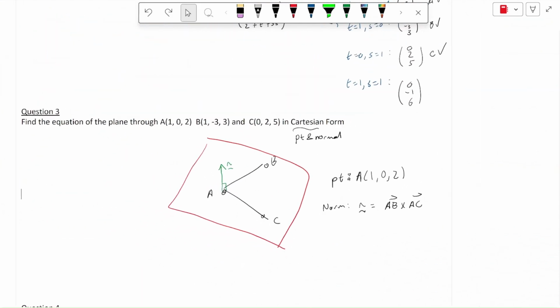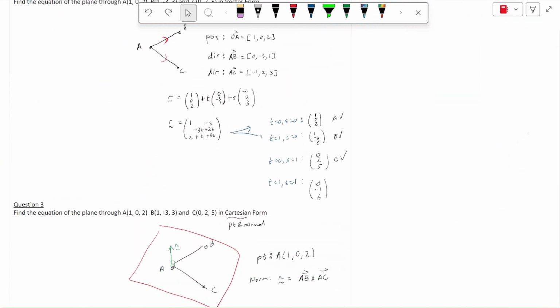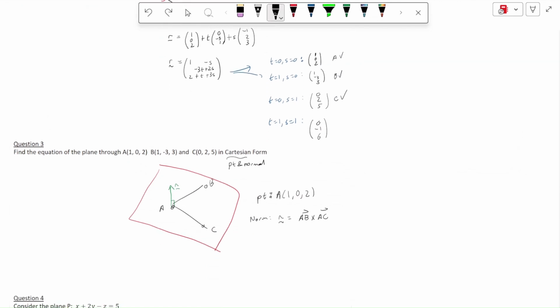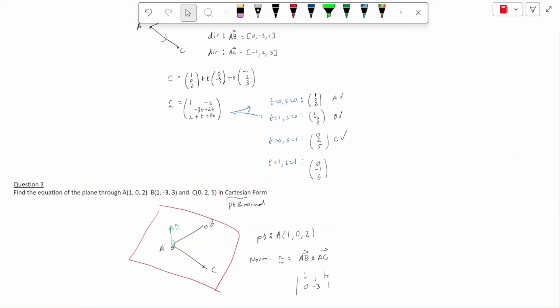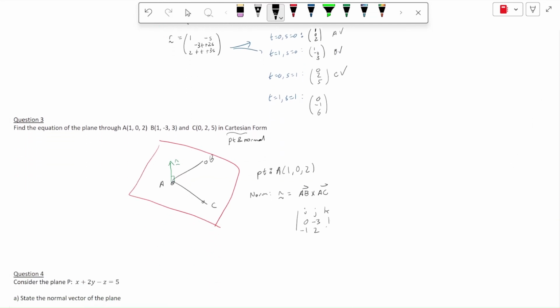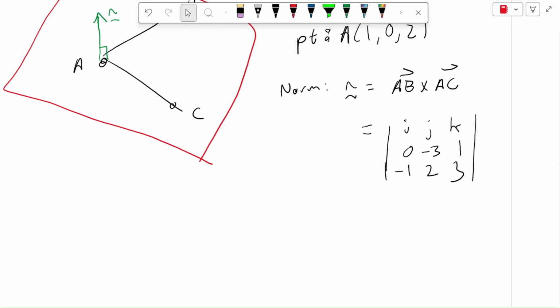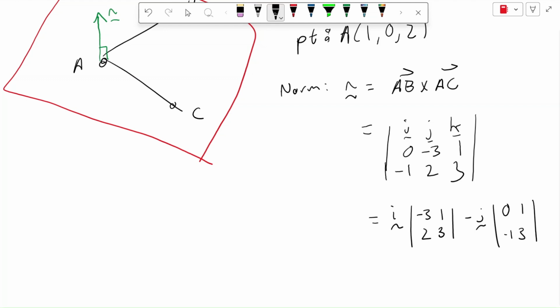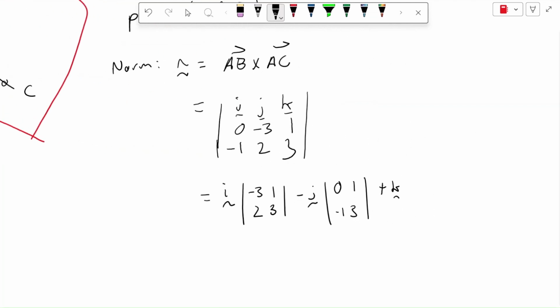So let's do that. We have AB and AC from before, so AB is 0, minus 3, 1. And AC was minus 1, 2, 3. And then we can just work out what that cross product is. Okay, so that's going to be I with that, minus J, don't forget the minus, 0, 1, minus 1, 3, and then plus K, 0, minus 3, minus 1, 2.